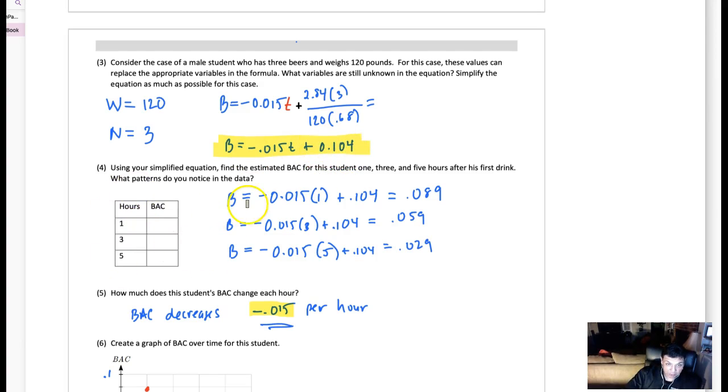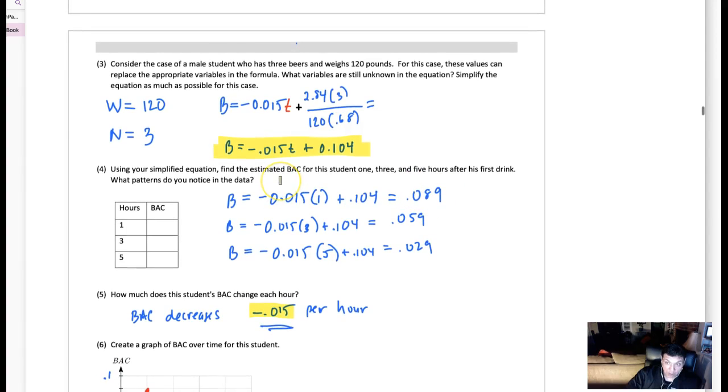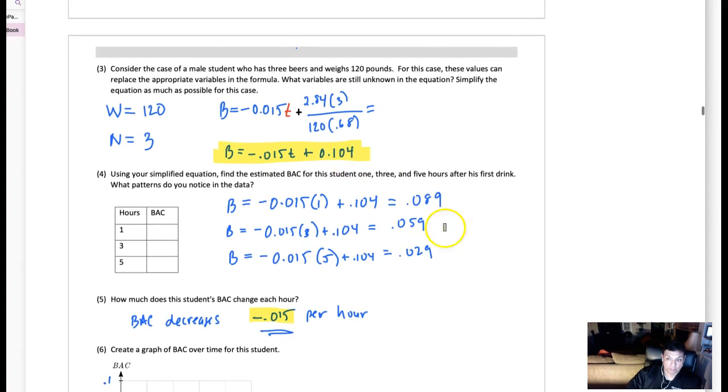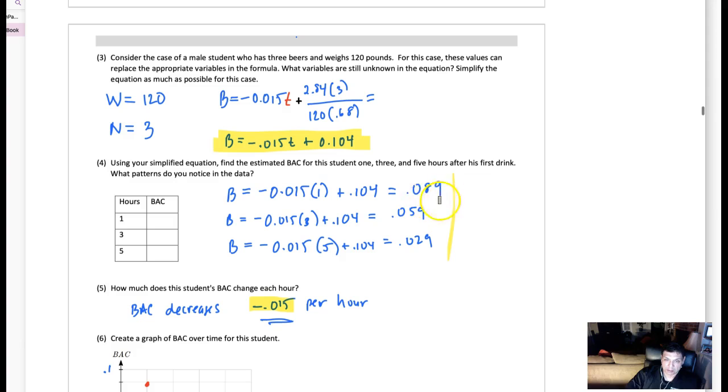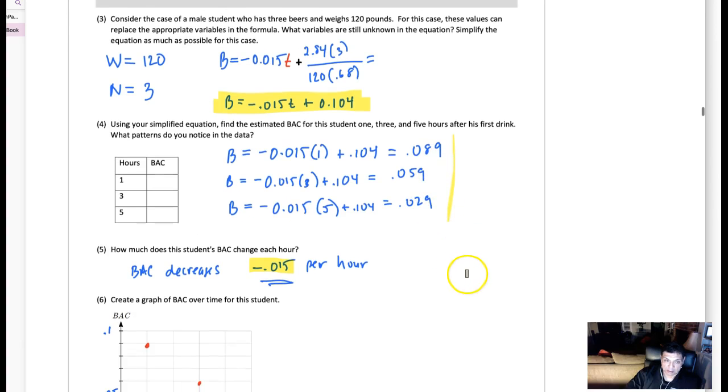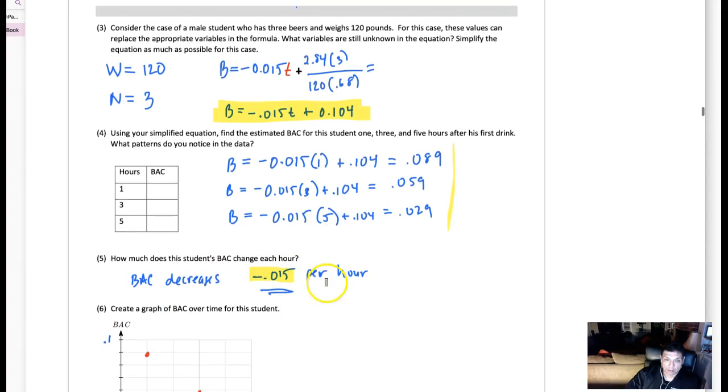Once you have this equation, then we can determine the blood alcohol content for this individual. Looking at this equation, you'll see we substitute 1, 3, and 5, and so you can see the blood alcohol content. If you're using the 0.08 marker, you could see this person is still legally drunk, versus after 3 hours, his BAC, blood alcohol content, has decreased. And how much does it change per hour? It decreases 0.015.